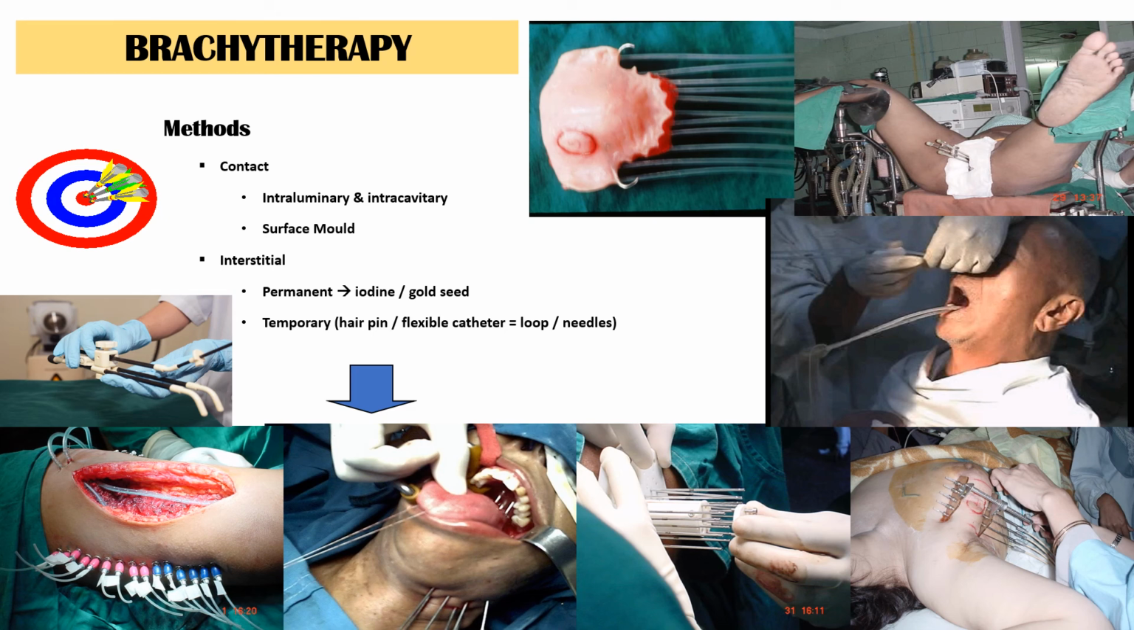Meanwhile, the other 4 pictures below them are pictures of interstitial brachytherapy, where radiation sources are inserted through needles to the target area. All of this, in principle, is to place the radiation source closer to the target. We do it by inserting the applicator, and then the patient will enter the radiation room, and the radiation source will be inserted through the applicators. That is why this technique that we use now is called after-loading brachytherapy.